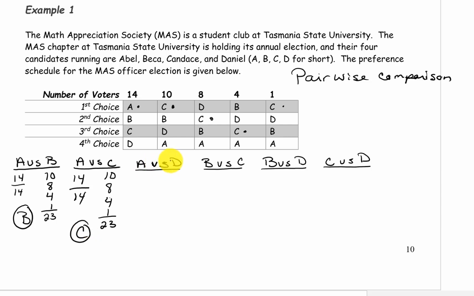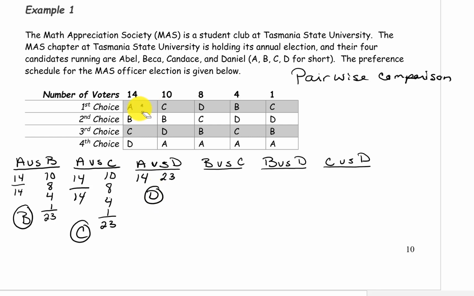Now A versus D. A is above D on the first 14 ballots, so A will get those 14 votes. And we can just quickly notice that candidate A is on the bottom of the rest of the ballots, so you can conclude that candidate D is going to be above A on all the rest of the ballots. So D will have 23 votes, and D will win that pairing.